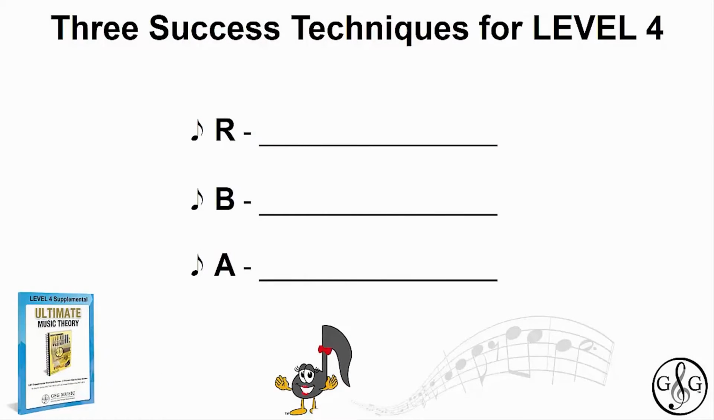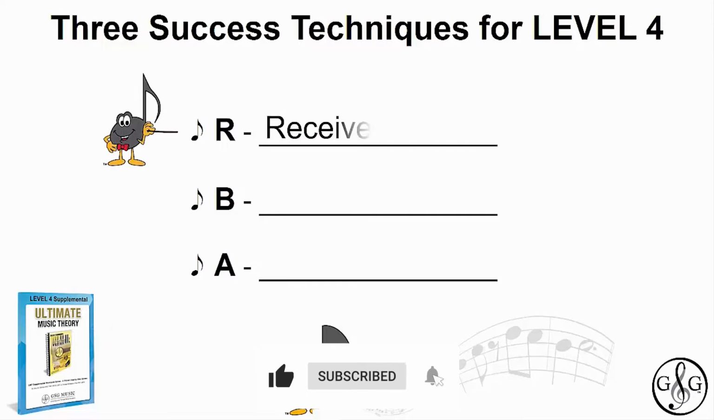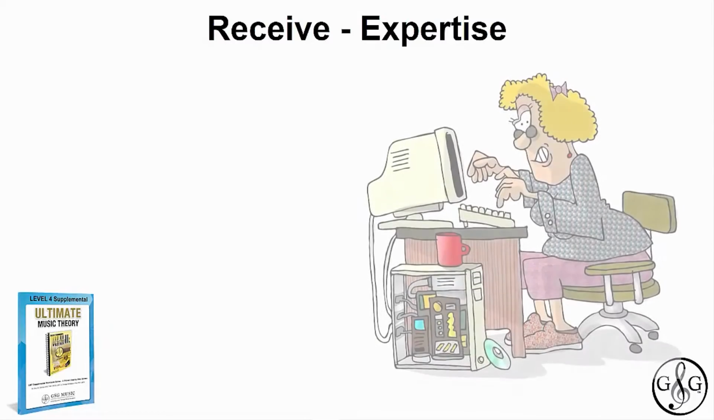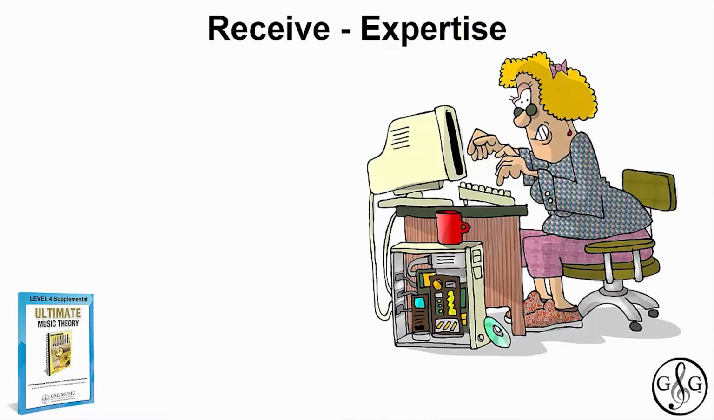Let's learn the 3 success techniques for level 4. R, B, A. The first success technique to learn is R, receive. Receive expertise. Technique is defined as a way of carrying out a particular task to receive expertise. There is a picture, a little self-portrait.